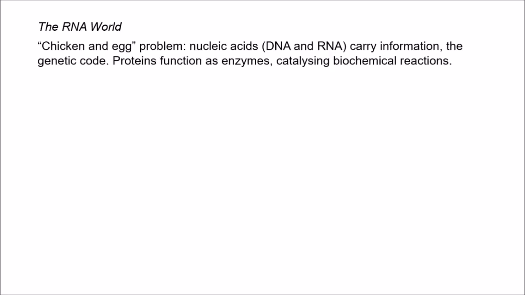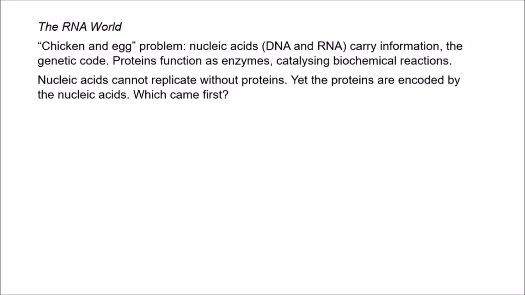So a major problem for theories of the origin of life is what's known as the chicken and egg problem. Nucleic acids, so DNA and RNA, carry information. They are the genetic code of the organism. Proteins function as enzymes. Enzymes accelerate chemical reactions. Now, the nucleic acids cannot replicate without the help of proteins. Yet, the nucleic acids are what encode the proteins.